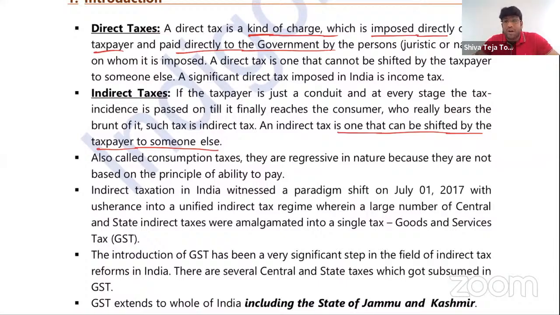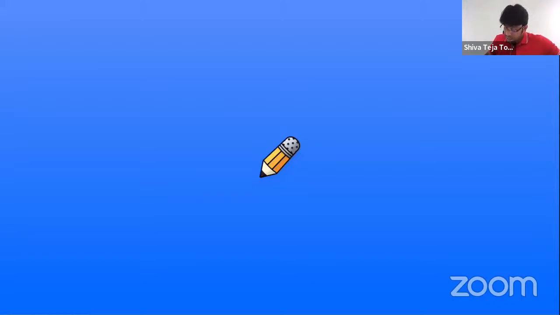The reason for that is because it's an indirect tax. Tax burden can be shifted to the consumer. Clear, friends? Done. Fantastic. Next slide. Also called consumption tax. So this line is an interesting concept. Let me take 2 minutes of your time and explain you slightly in detail about this concept.